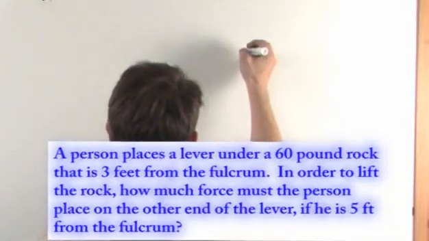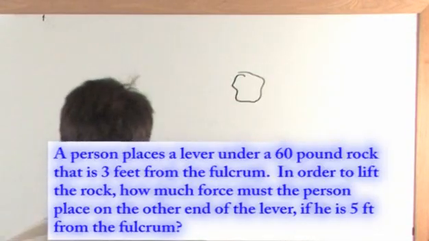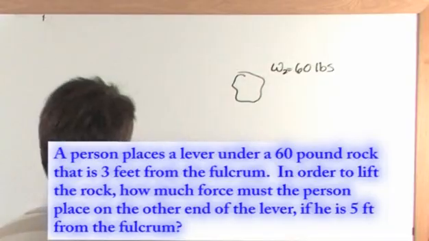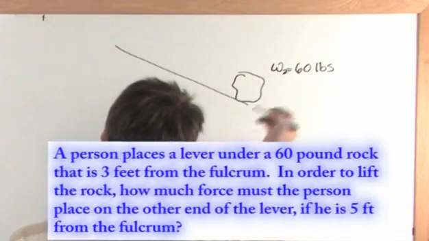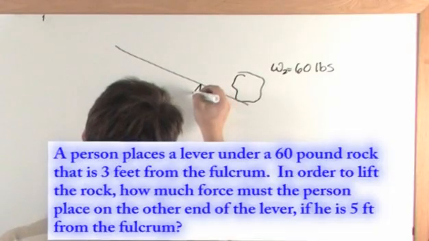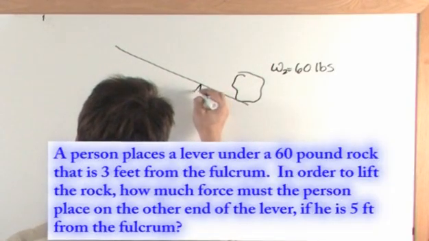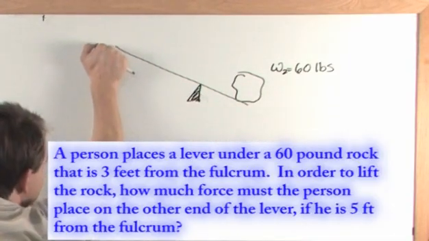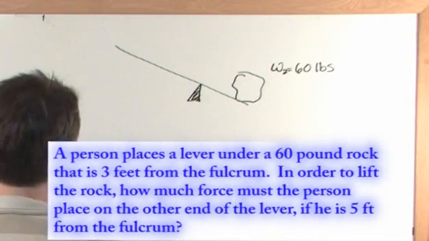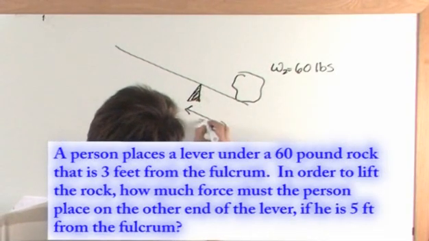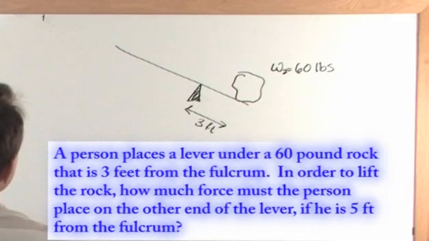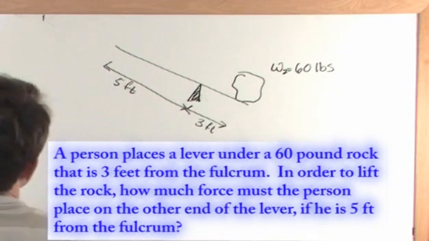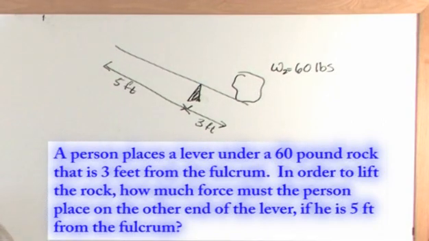So you have a picture that roughly looks something like this. You have this rock over here. It's really heavy. You want to move it. It has a weight of 60 pounds. Then you have this lever, which could be a big board or something, and you put some kind of fulcrum underneath here, a pivot point to help you move this rock. And what you plan to do is grab it and pull on it, okay? The problem tells you that this rock is 3 feet from the fulcrum, and that the person pulling down is 5 feet from the fulcrum. The question is, how much force do you have to pull down to get the rock to move?